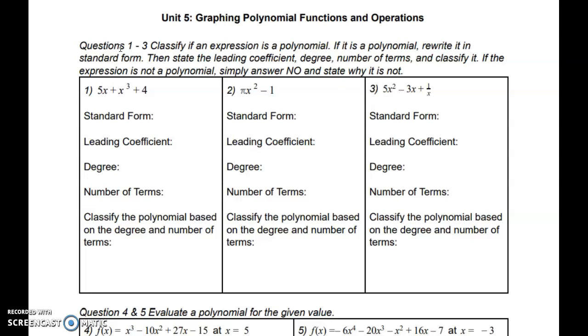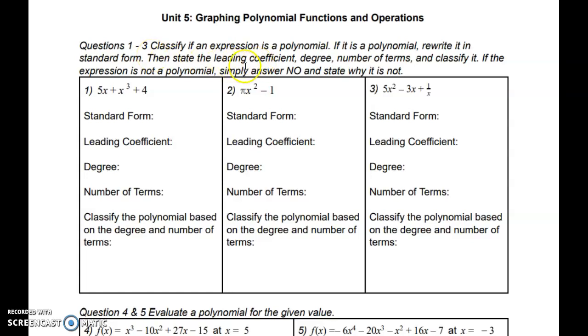A polynomial is a series of terms that are separated by plus and minus, where the variables have positive integer exponents, and the coefficients are all real numbers. So the coefficients, or the numbers in front, have to be real, and the exponents all have to be positive integers, so numbers you could really count on your fingers. Standard form is when we arrange those terms from highest exponent to lowest exponent.